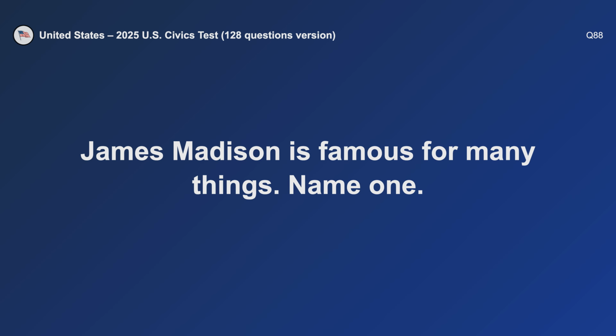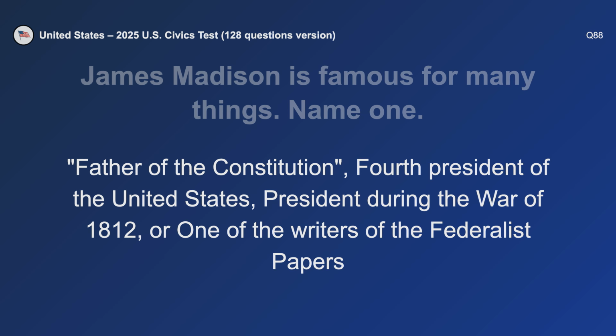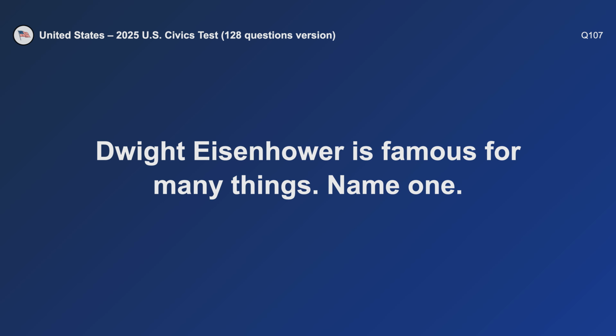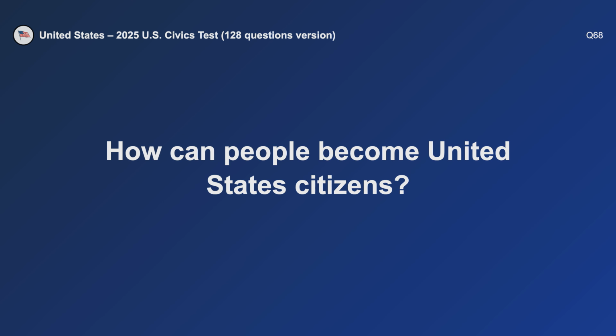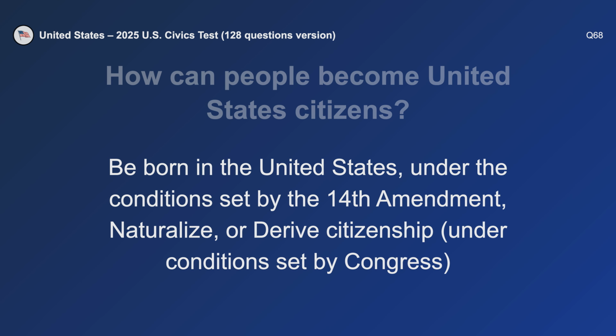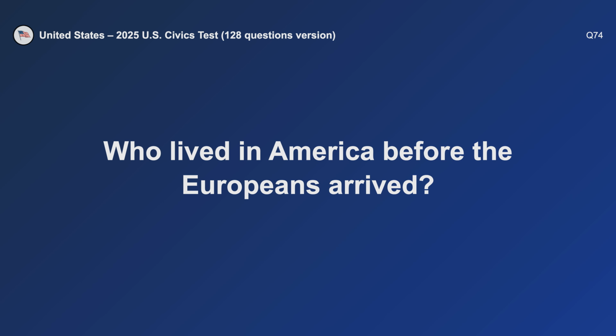James Madison is famous for many things. Name one. One of the writers of the Federalist Papers. Dwight Eisenhower is famous for many things. Name one. General during World War II. How can people become United States citizens? Naturalize.